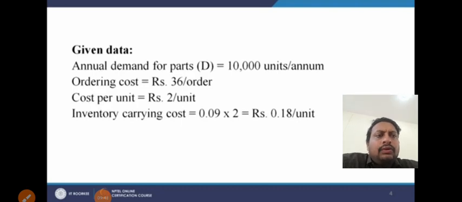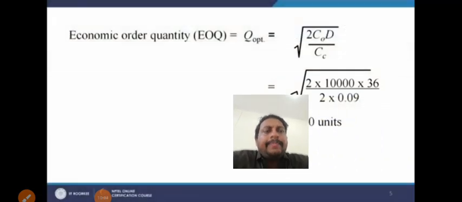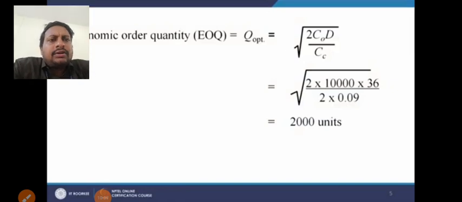Now we are going to calculate the economic order quantity. If the EOQ is known, then we can easily find the number of times we are going to order. Then we need to calculate the total inventory minimum cost. So the optimum economic order quantity EOQ equals the square root of 2 into ordering cost into annual demand divided by carrying cost.